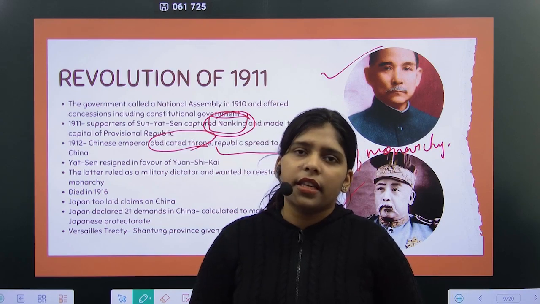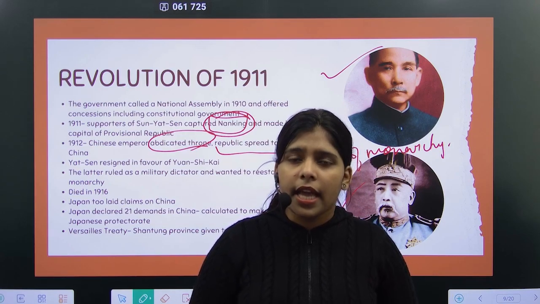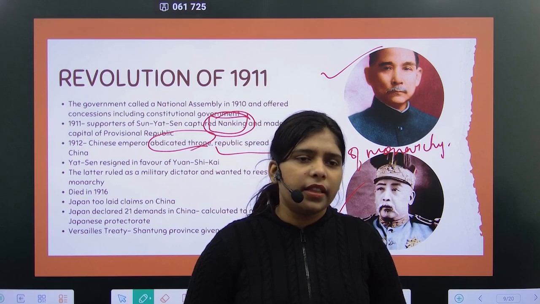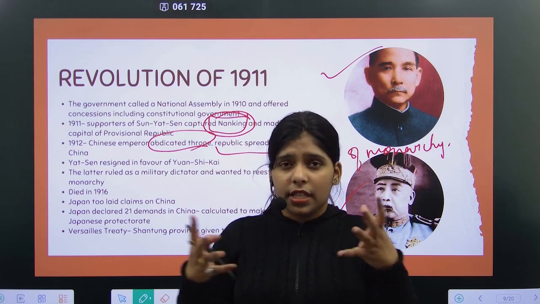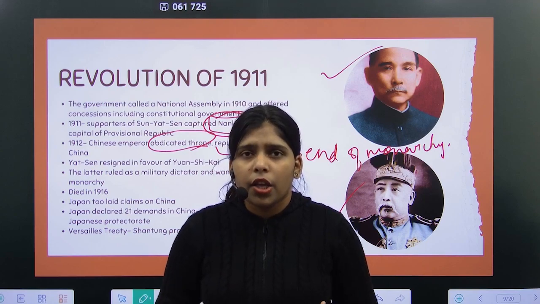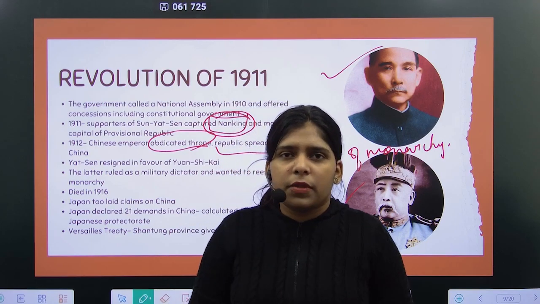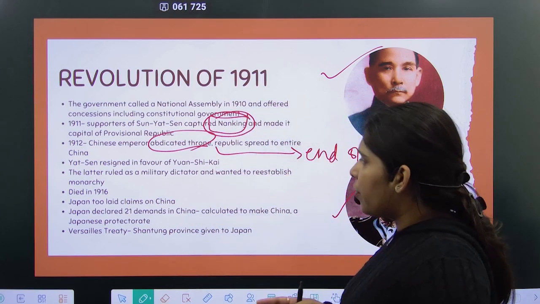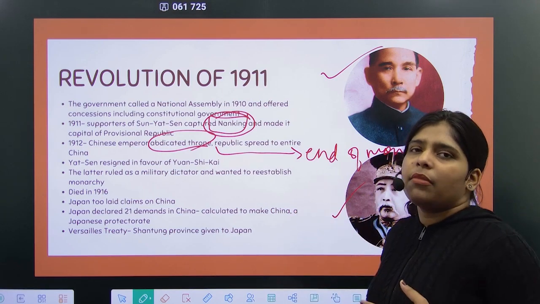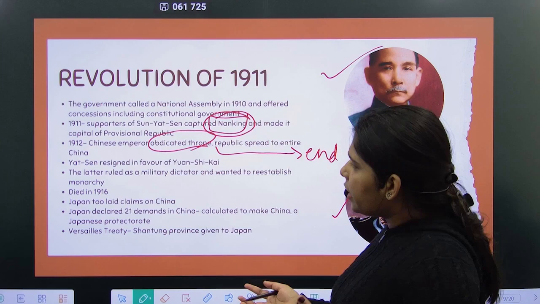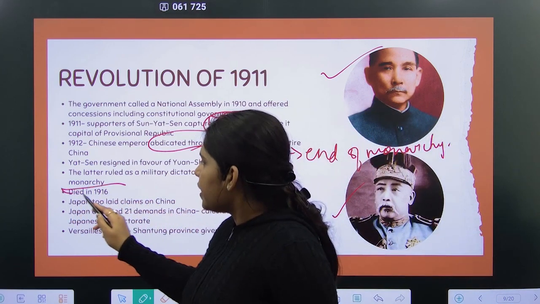People were observing this. People did not like this. Even Sun Yat-sen felt there was no point in giving up his power and position to him, because he was doing the same thing which they revolted against. So we would be back to the first step of the ladder. He was a military dictator. He wanted to reestablish monarchy, but things calmed down when he died a few years later, in 1916.